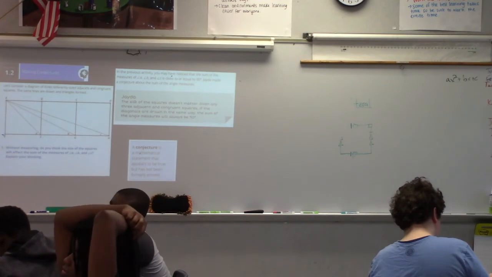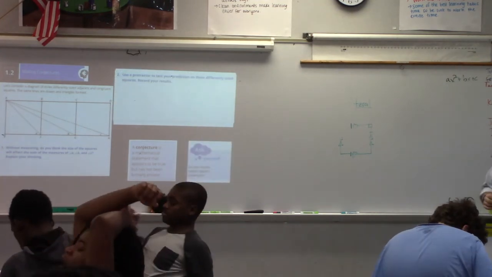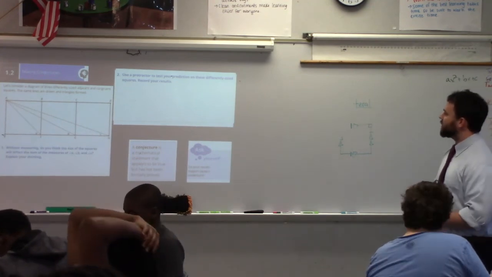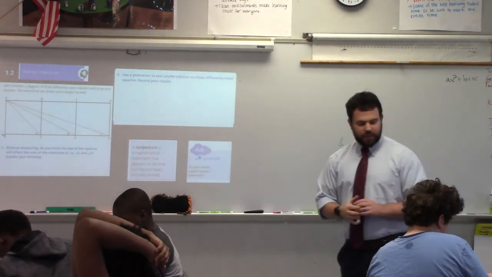So I'm not going to add anything else yet. I just want to see what your predictions are. We'll talk about it. So use a protractor to test your prediction on these differently sized squares. So let's find the measures of angles A, B, and C, and let's test out those predictions.